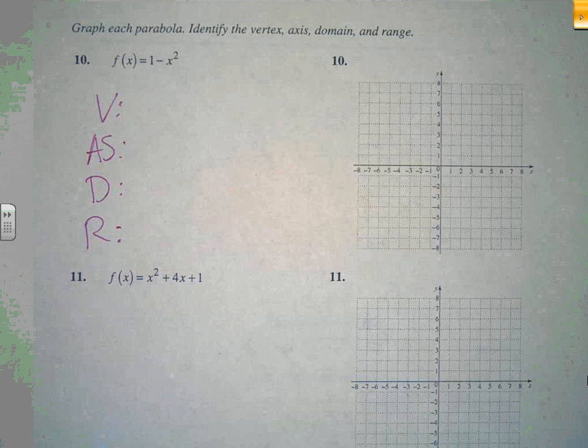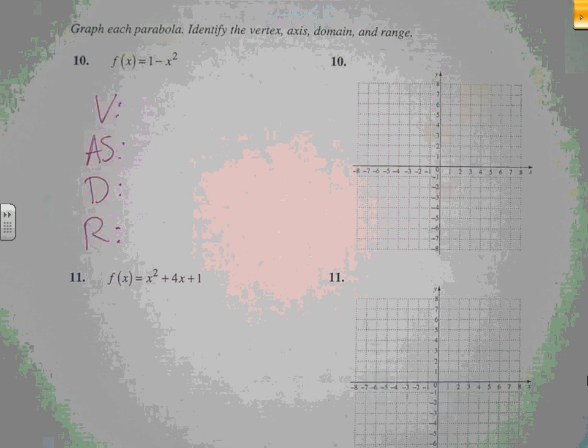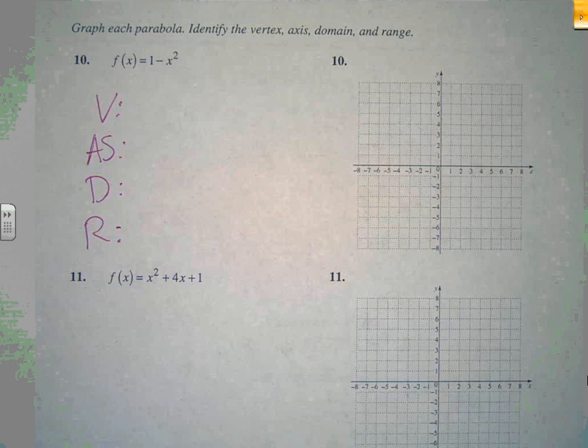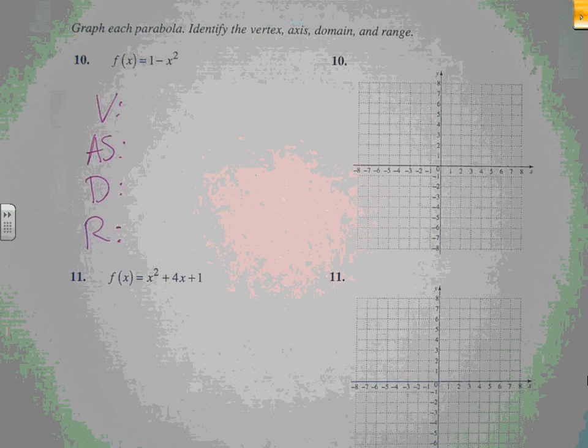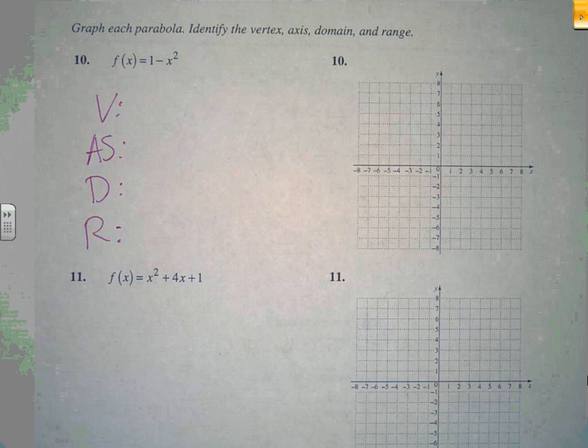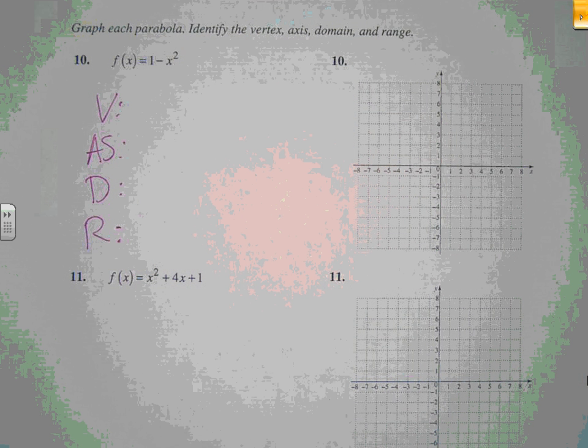Okay, so 1 minus x squared. If you want to just use the calculator, try it, graph it, see what it looks like. Can you even see your calculator? I can't.